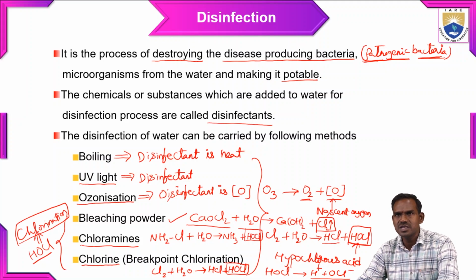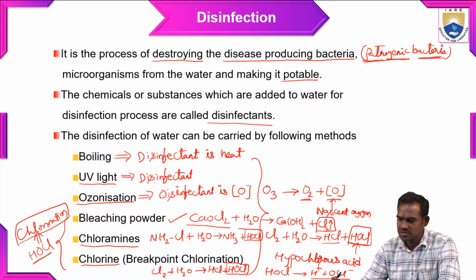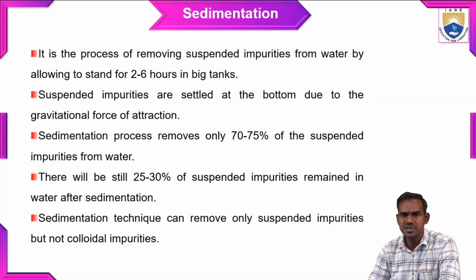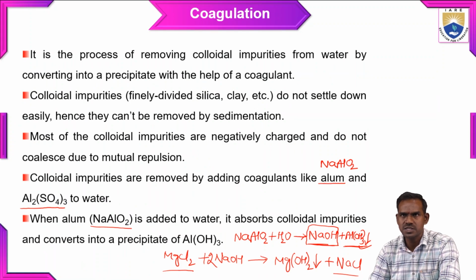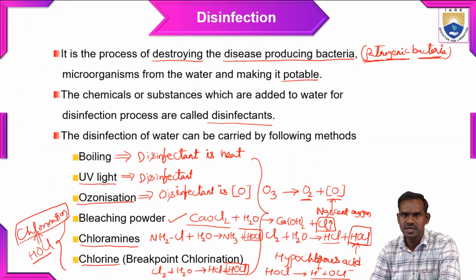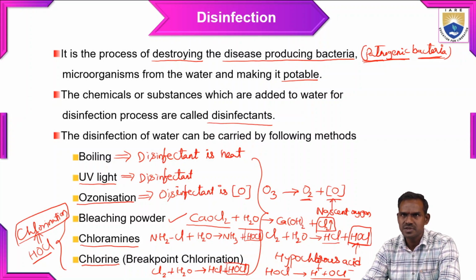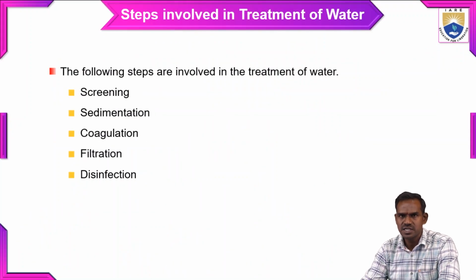And by using all these processes, whatever I have mentioned here: screening process, sedimentation process, coagulation process, filtration process, and disinfection process, water will be free from several impurities such as hardness causing impurities, salinity causing impurities, and microorganisms. As a result, the water will be potable. So this is about the various techniques involved in the treatment of water.